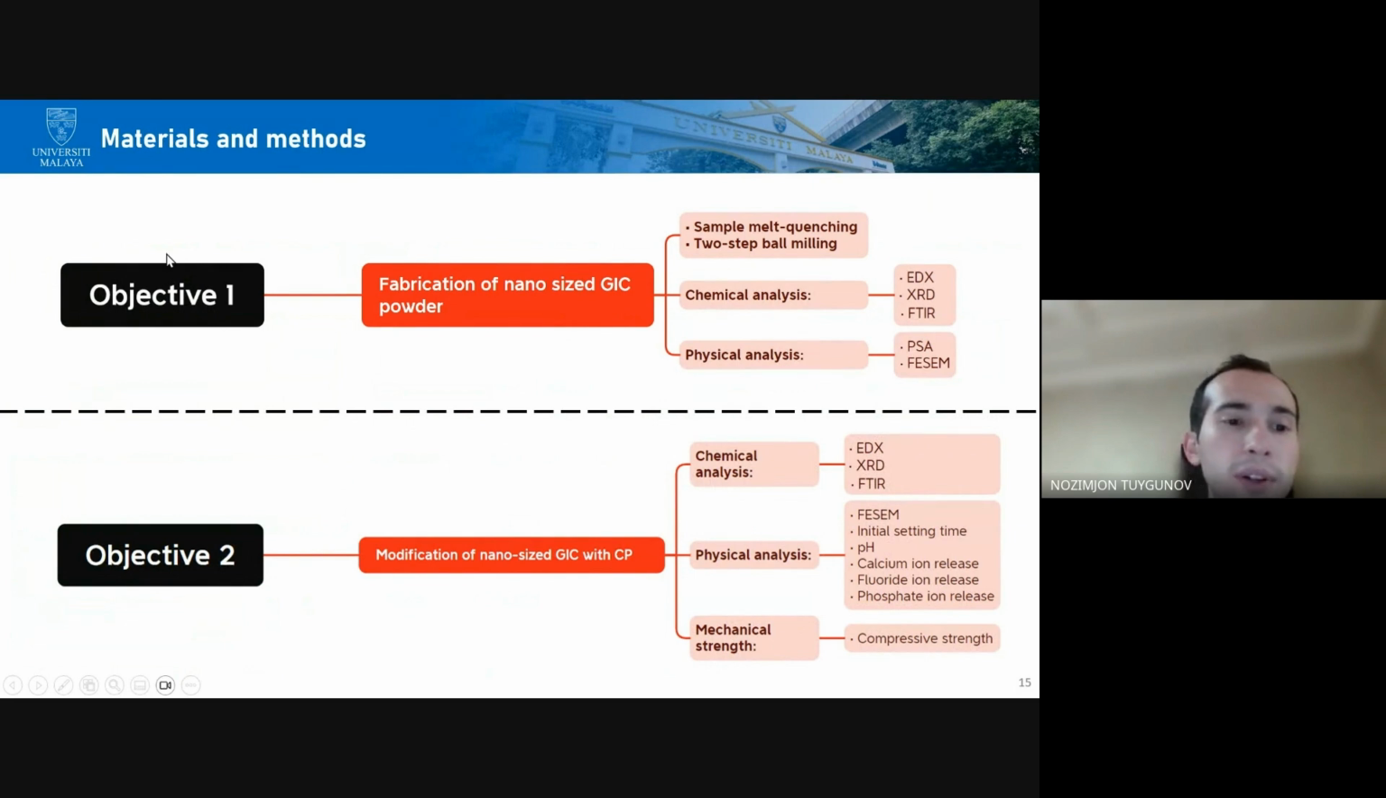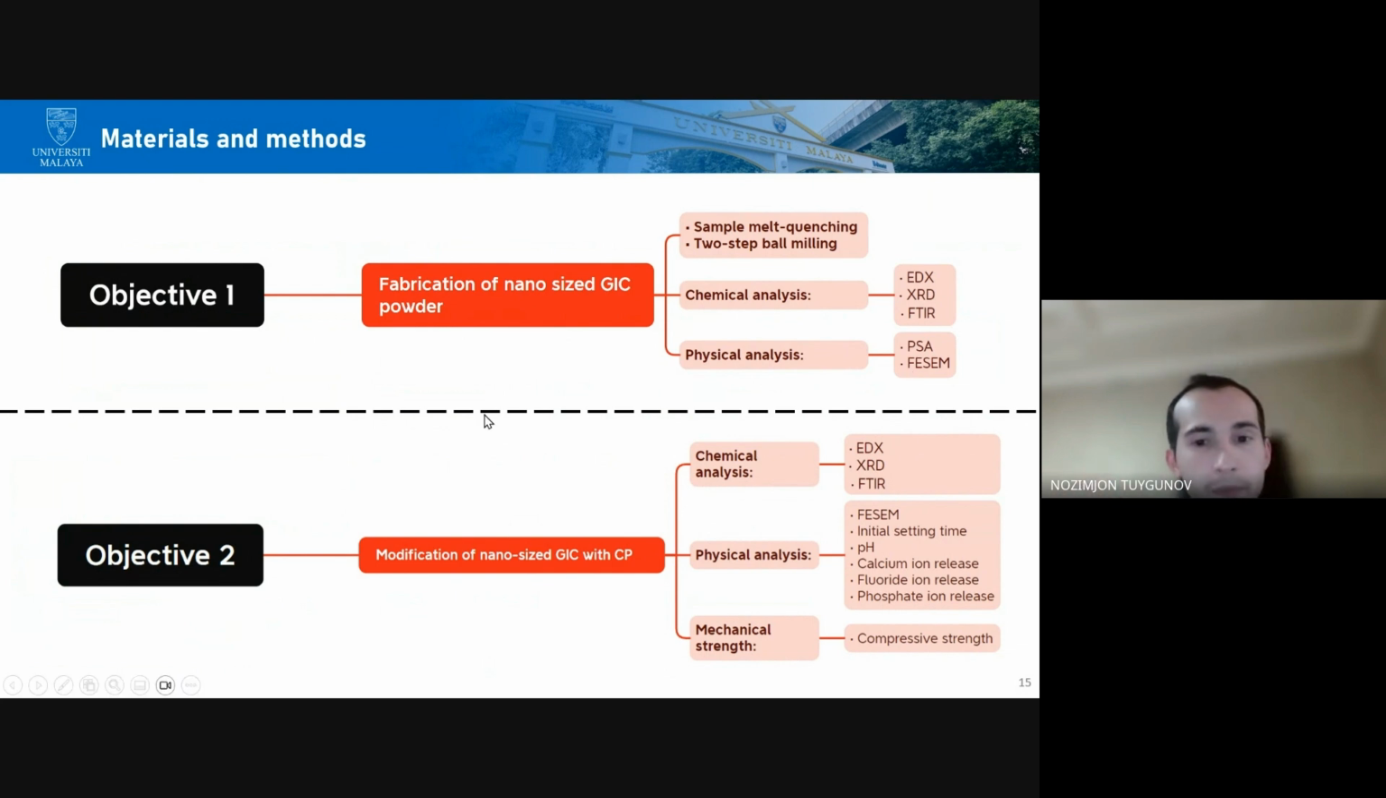Based on our first objective, we fabricated nano-sized GIC powder using melt quenching, and a two-step ball milling procedure was applied to decrease the particle size of our material. Then chemical analyses such as EDX, XRD, and FTIR were employed. As a physical analysis, we used particle size analysis and scanning electron microscopy to confirm the presence of nanoparticles in our material.